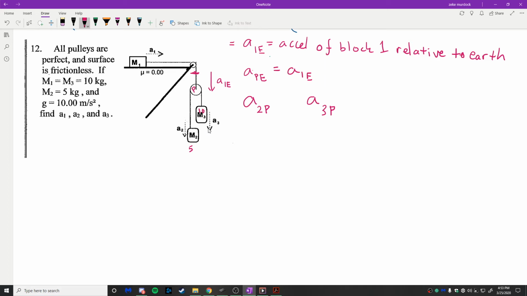And if this one went down by 1 meter, how far would this one go up relative to the pulley? Does everyone agree with that? That however far this one goes down, this one goes up the same distance relative to the pulley. Not relative to the ground, relative to the pulley. Is everyone on board with that? Does anyone have any questions about that?